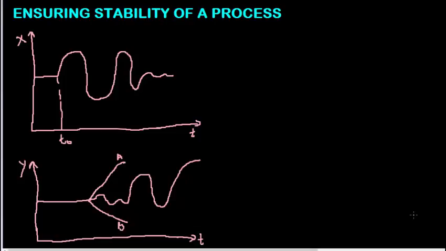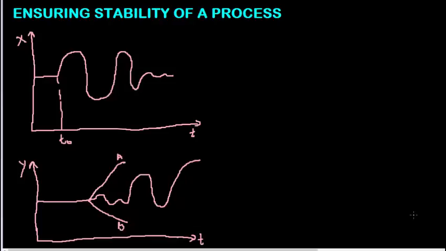Hi guys. Okay, today I'm going to be talking about ensuring stability of a process. From the other questions that we solved, and the other examples I gave, I said there are three major classes of needs of a control system. That's the reasons why you need a control system.